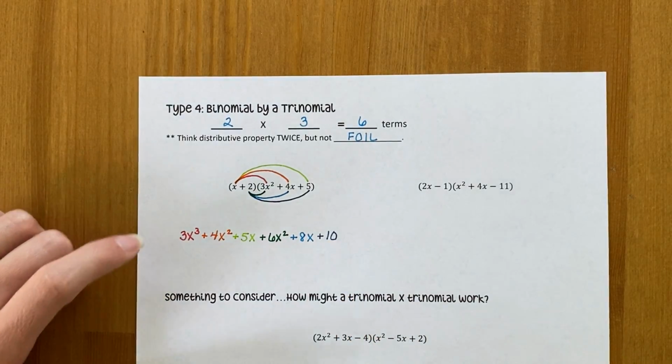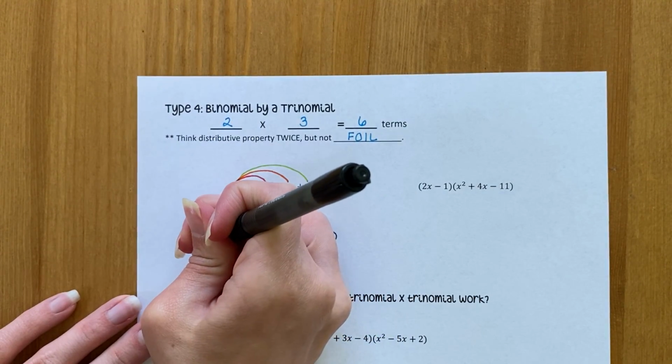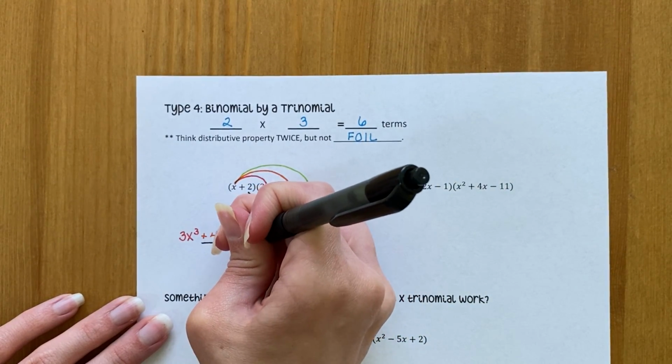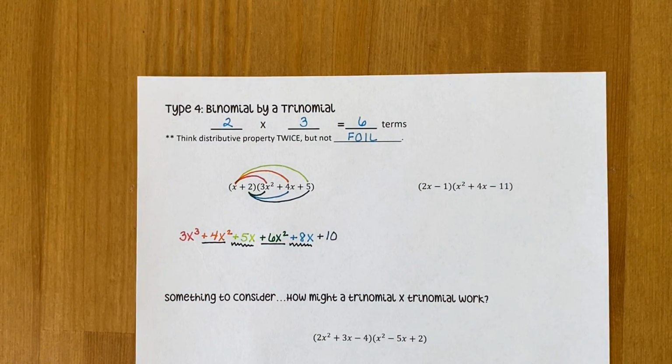Now, what else you'll see that's different here is you're going to see 2 sets of like terms. So I see a 4x squared and a 6x squared that will go together, and a 5x and an 8x that will go together. They should alternate like that, and there should be 2 sets just like that.